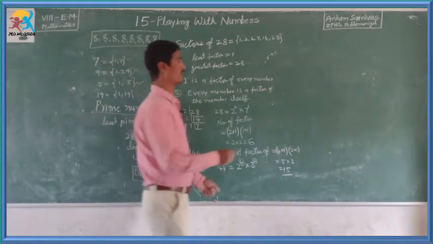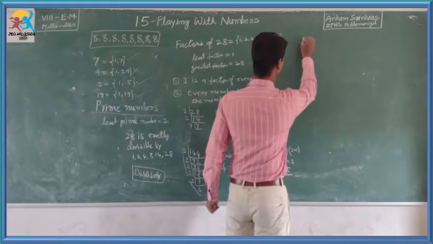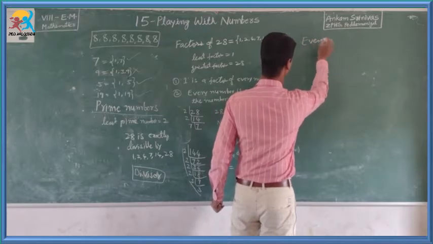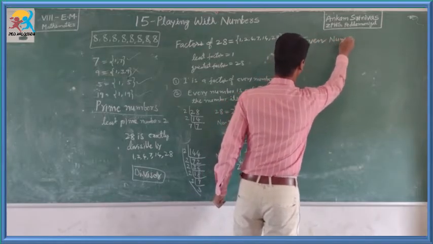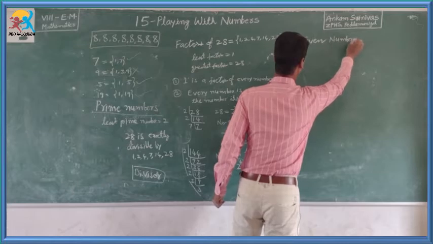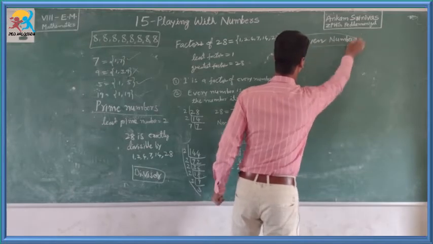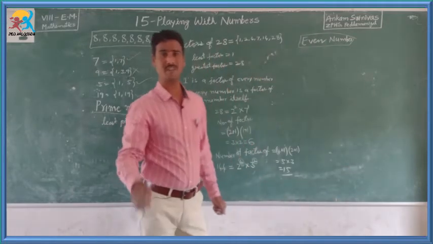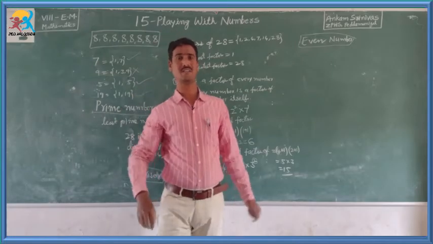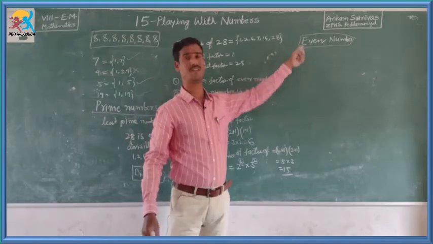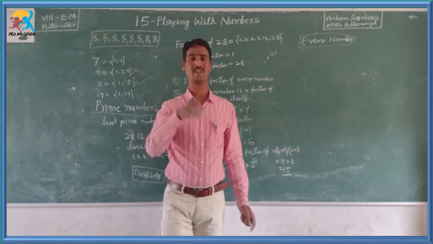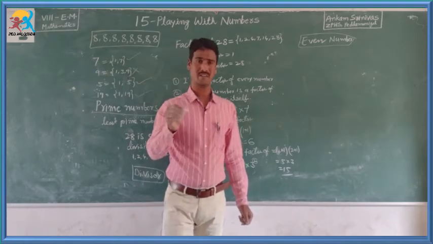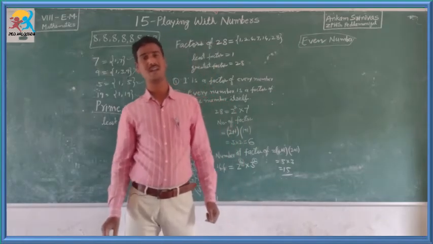What is an even number? When a number is divided by 2, if we get remainder 0, these numbers are called even numbers. When a number is divided by 2, if the remainder is 1, then it is an odd number.